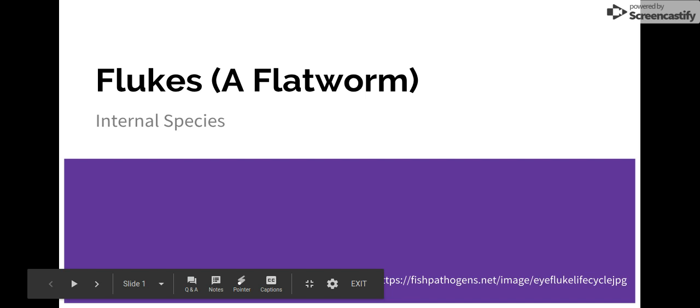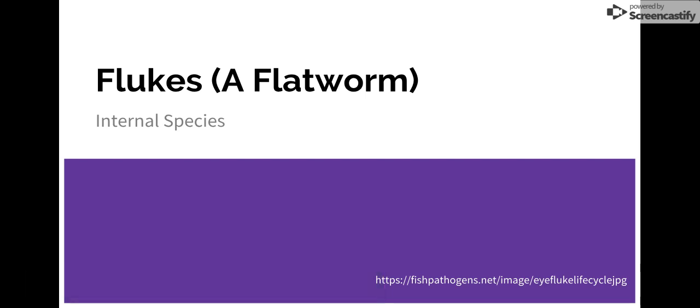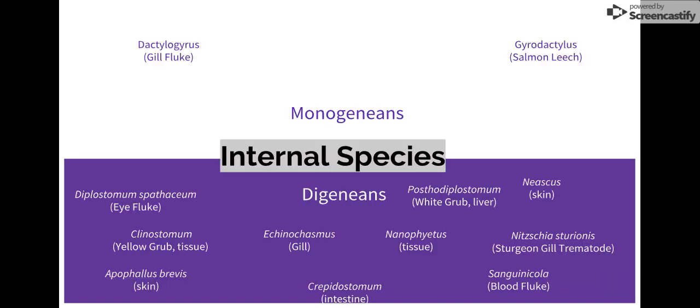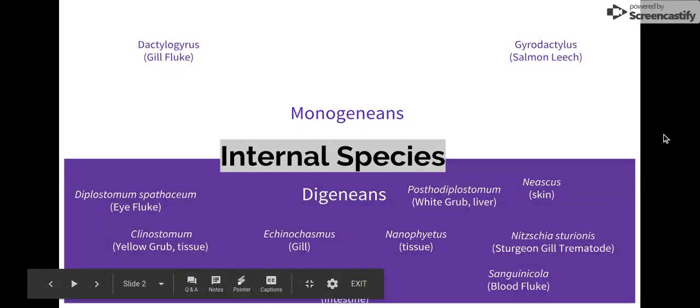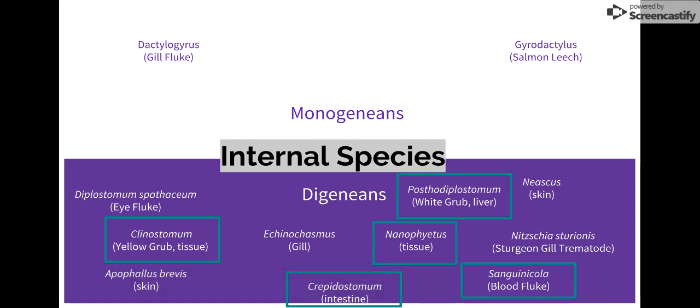So the previous video was on external flukes of parasites of freshwater fish. Today is the internal species. This is our overall list of all the species we will be looking at for these two videos. In here you can see the different monogenins, the different digenins, and these are all of the internal parasites for freshwater fish that we will be covering.